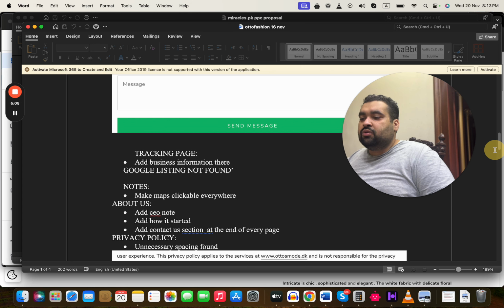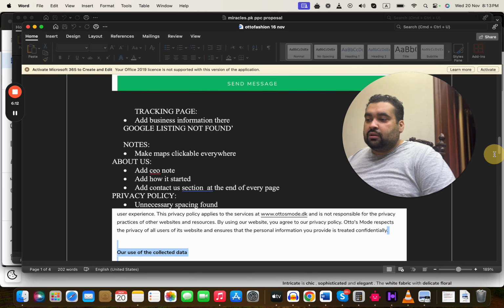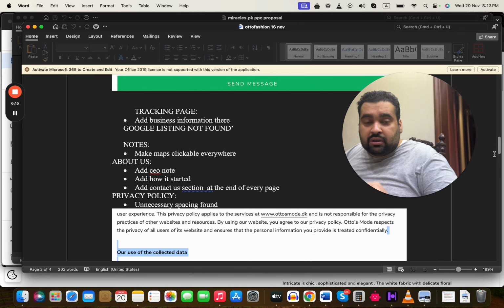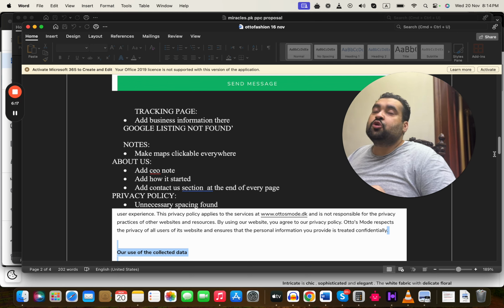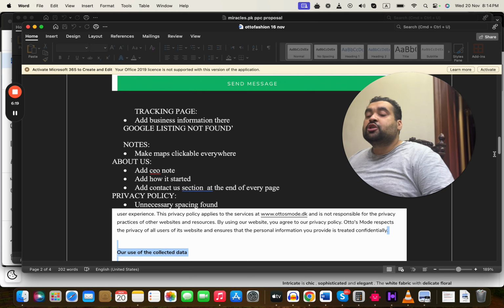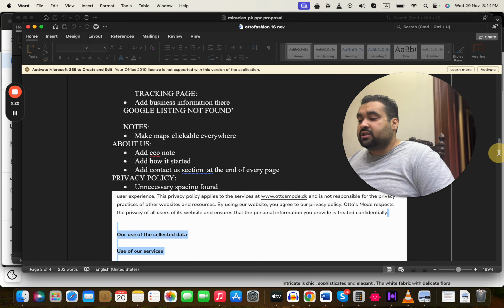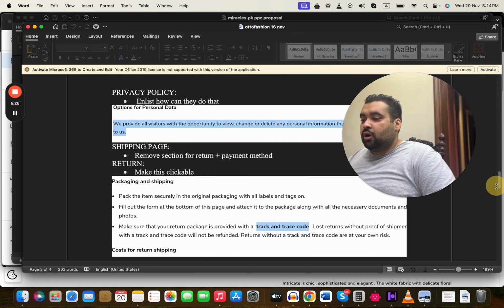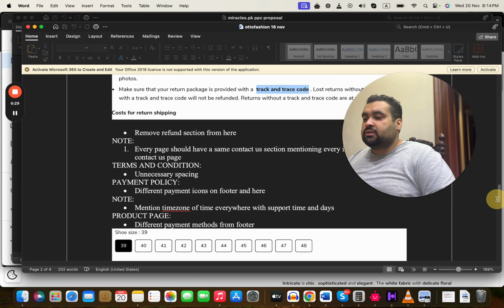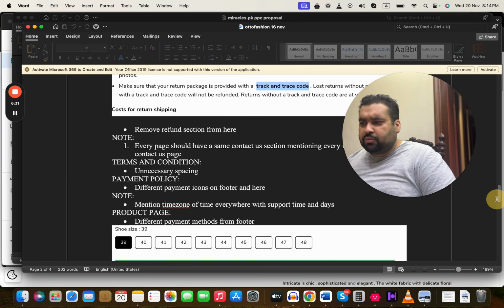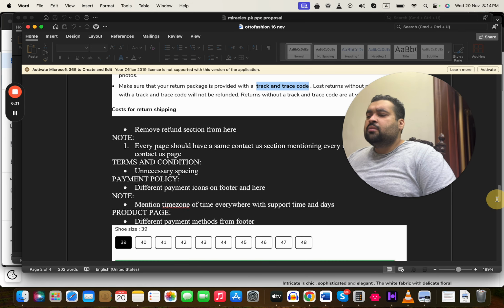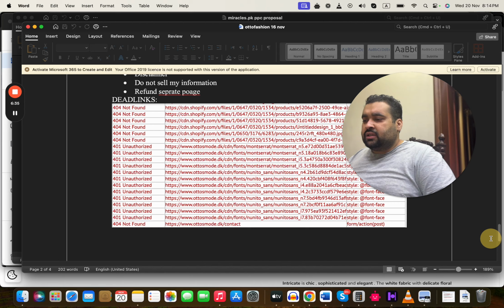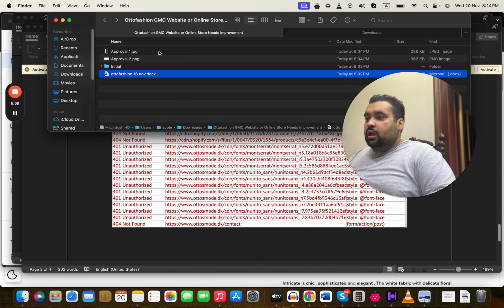On the tracking page, we thought that the Google business listing profile also needed to be added. Some things needed to be shown. Also, people usually use a generic about us page, which also causes a problem. So after sorting out all these things and other minor details, like the terms and conditions policy page, payment policy page, product page, and some broken links as well, once all of these things were sorted, again it's teamwork.